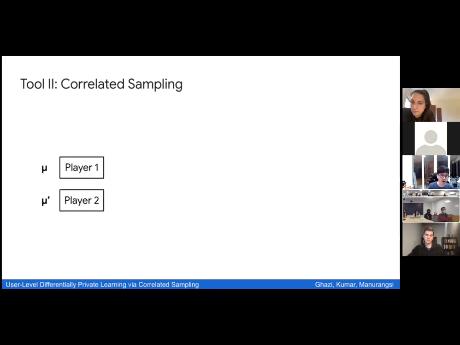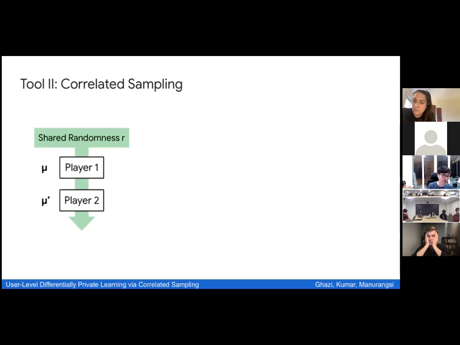And what do they want? They want to sample elements. Player 1 wants to sample an element from mu. Player 2 wants to sample an element from mu prime. But they want to sample it so that their elements are equal with a pretty large probability.